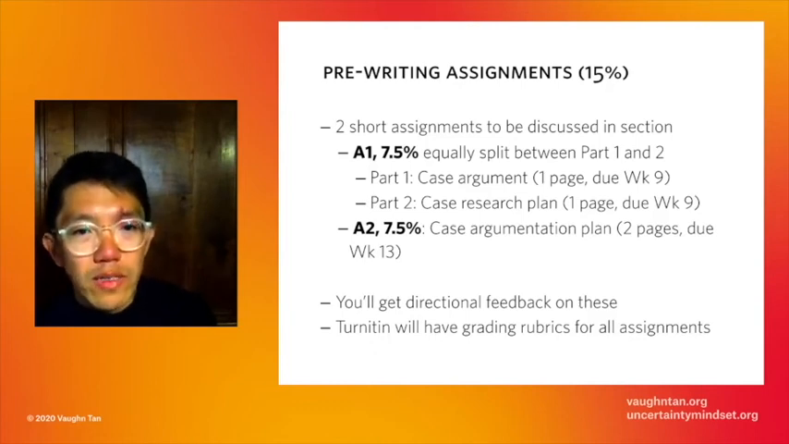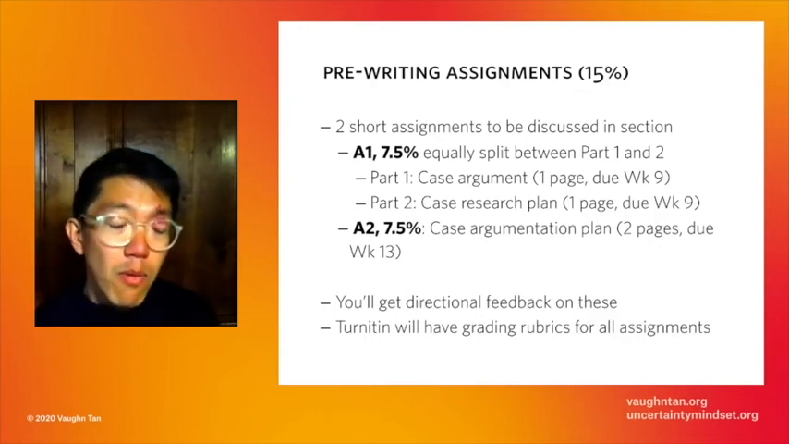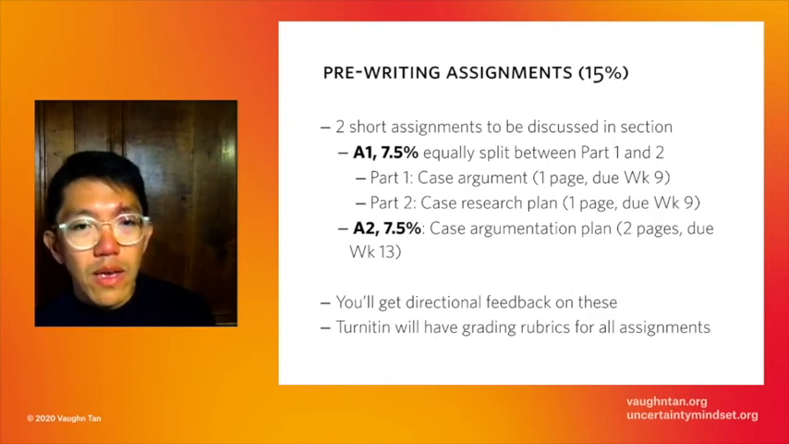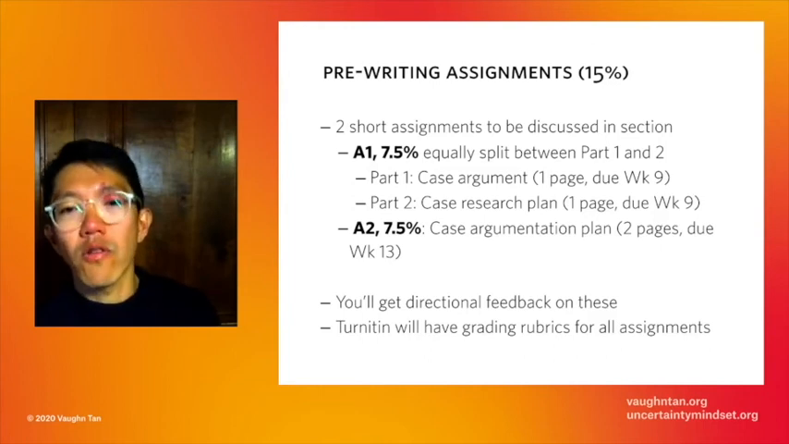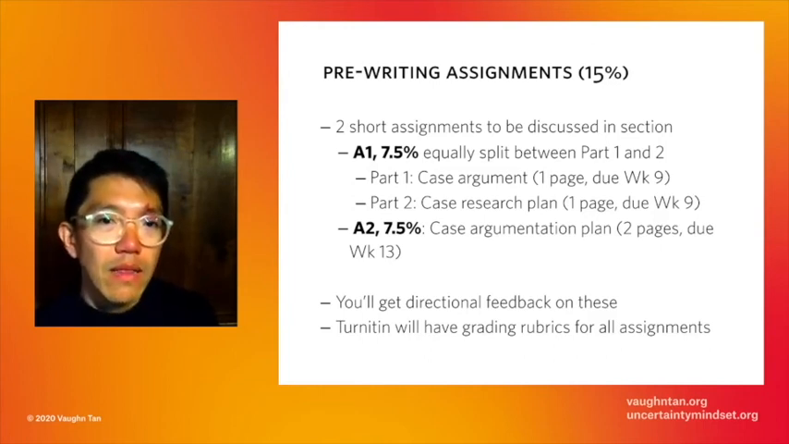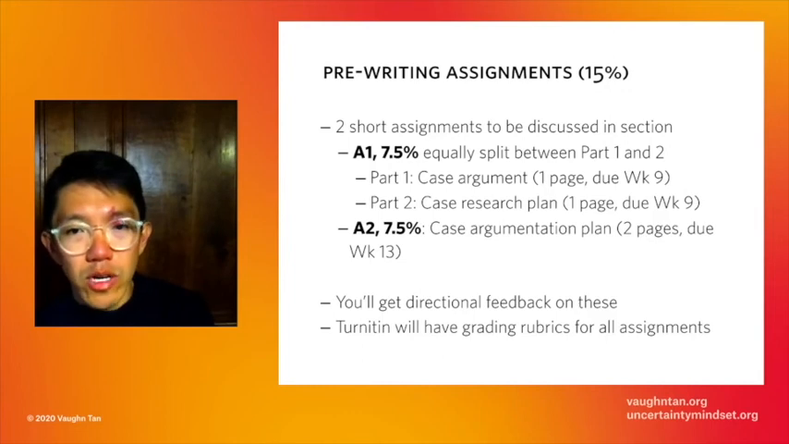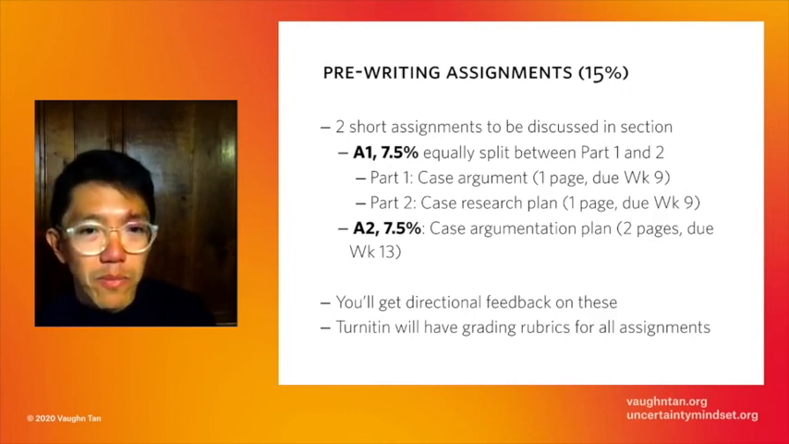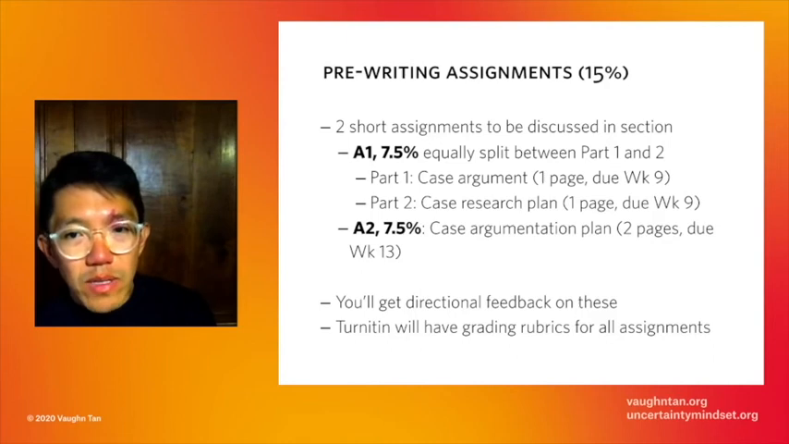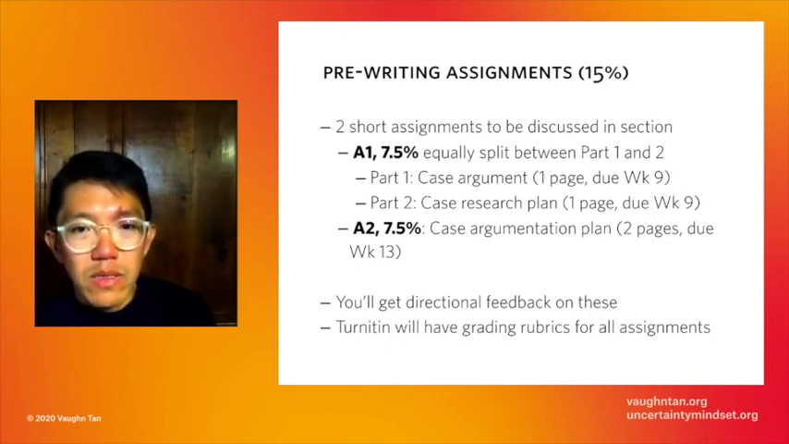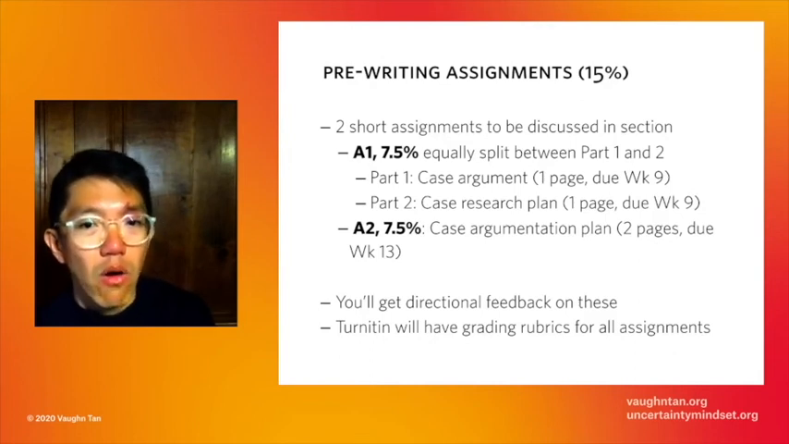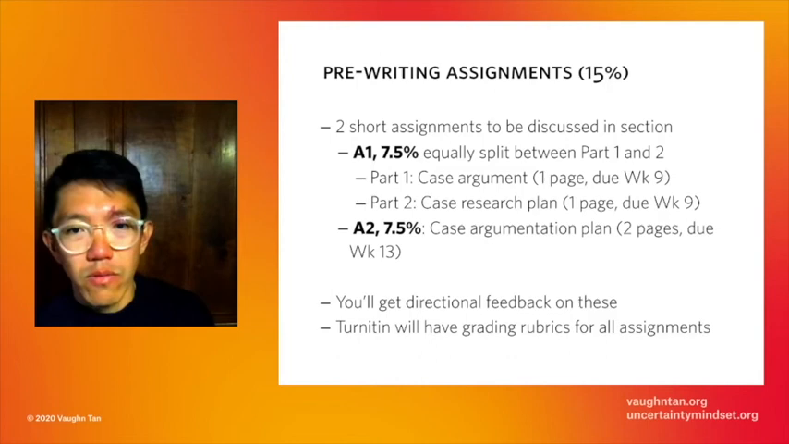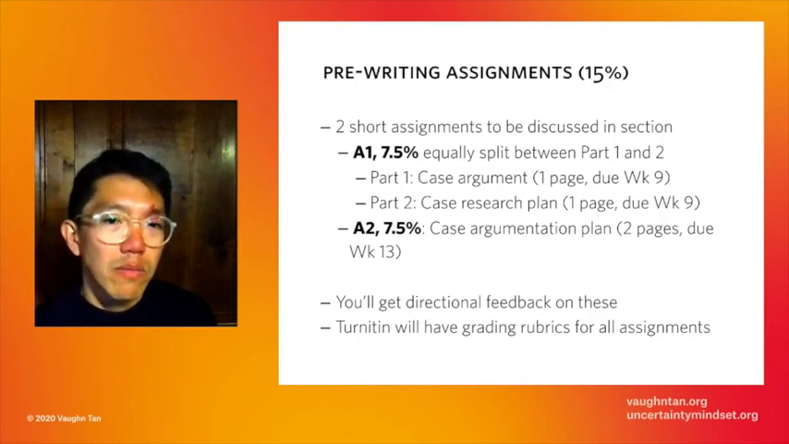On these short pre-writing assignments, you're going to get directional feedback, not very detailed written comments, because they have to mark so many of them in such a short time. The sync sessions at the end of the weeks in which A1 and A2 are due will, of course, discuss some of the problems found in your written work and also some suggestions for how to make them better. All of the assignments, the final assignment as well as the pre-writing assignments, have grading rubrics that we are sharing with you so that you know how we think about marking all of these assignments. These are all turned in right now, and you can also download them as a PDF on Moodle.